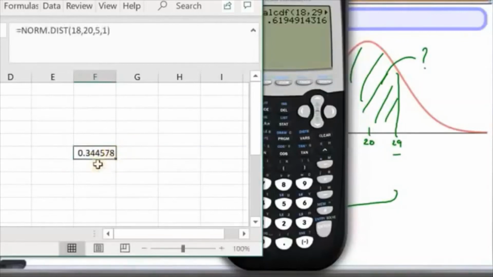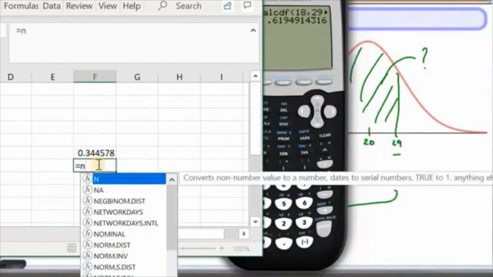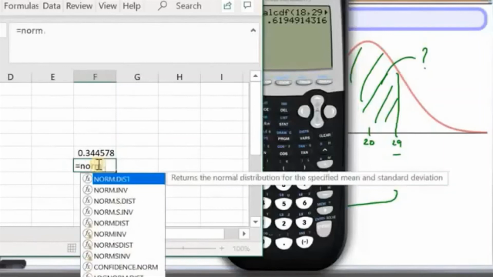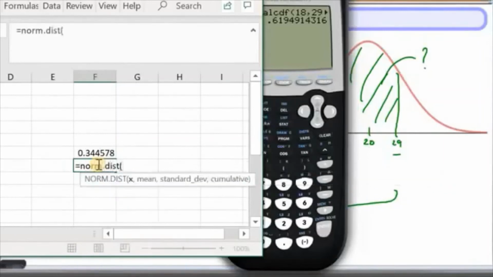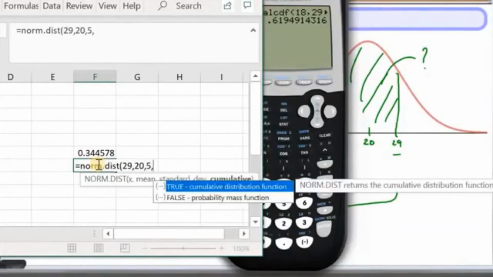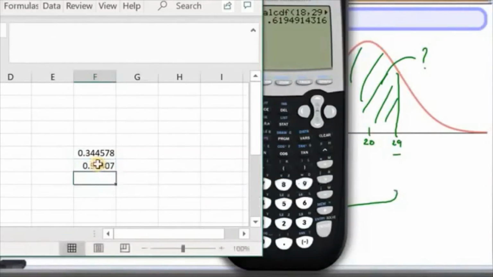Now we need the area to the left from point 29. So for that, we can type equals, then type norm.dist, then put your parentheses. Our x here is 29, since we are trying to find the area to the left from 29. Our mean is 20, and our standard deviation is 5. Again, here we are trying to find cumulative area from point 29. So we will type 1, or you can also type true. Then close your parentheses, then hit enter.